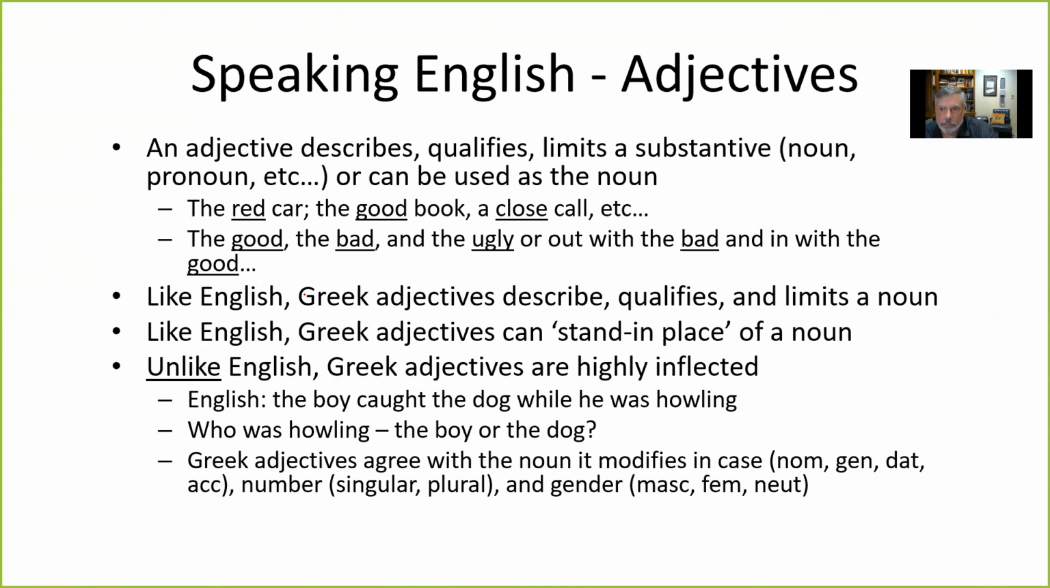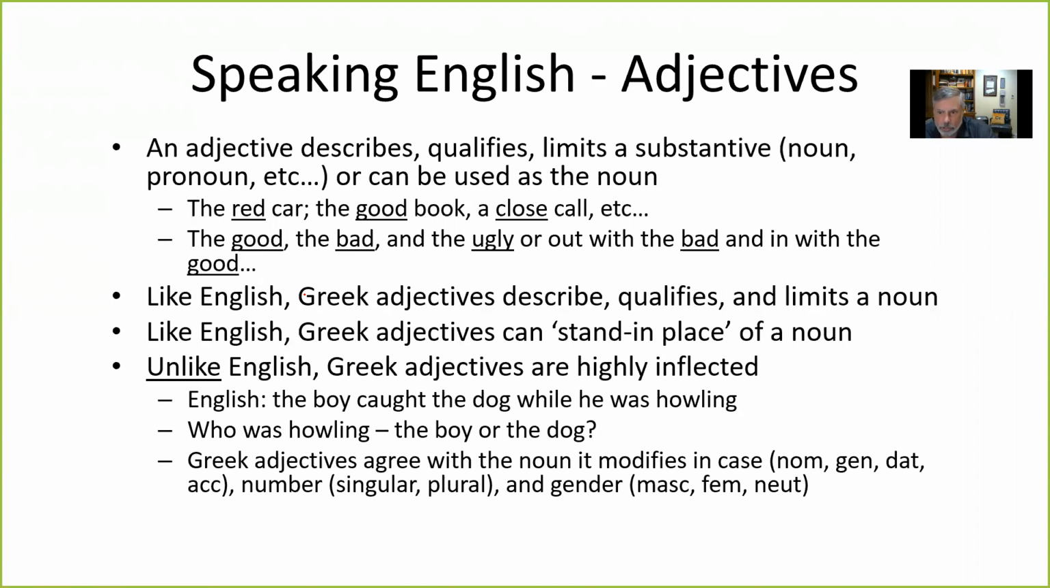Unlike English, though, Greek adjectives are very highly inflected. In English: the boy caught the dog while he was howling. Well, the question is who was howling? Generally speaking, in English, the howling would be associated with the closest pronoun or noun to it. So it would be he is howling. The boy caught the dog while, who's the he? Is it the dog or is it the boy? Those are difficult. Generally speaking, we'd probably say it's the dog because it's closest to the howling. It's closest to he. And that would be our expected answer.